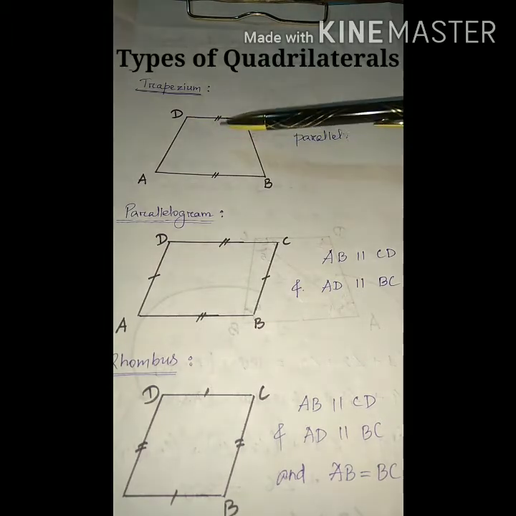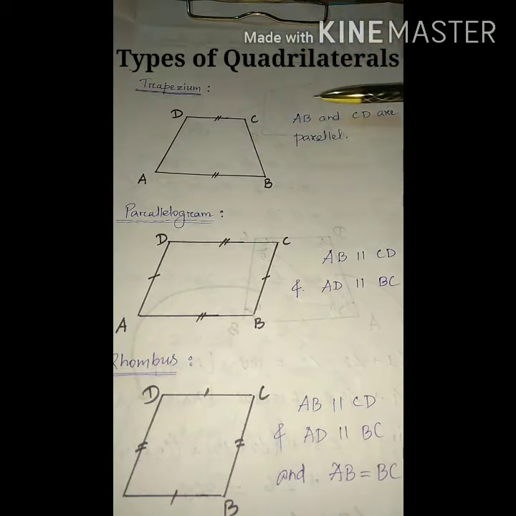If one pair of opposite sides of a quadrilateral are parallel, then this type of figure is known as a trapezium. So that's why here we write AB and CD are parallel to each other. Is it clear? Okay, this one is a trapezium. So in case of a trapezium, the main condition is what? One pair of opposite sides of a quadrilateral are parallel.